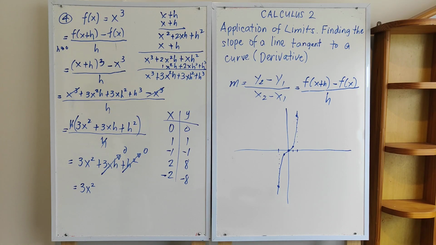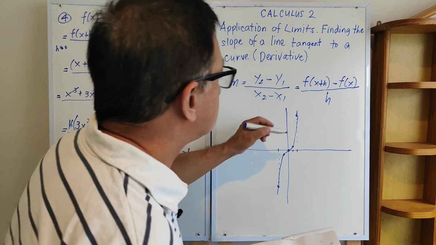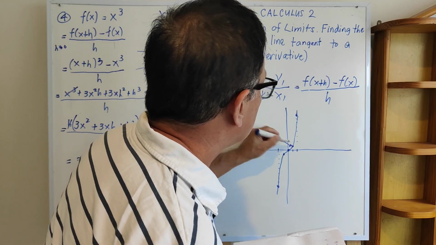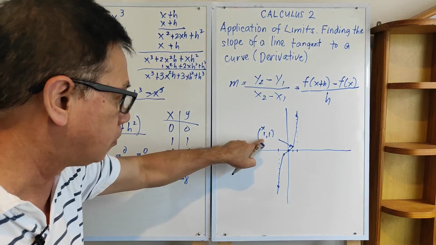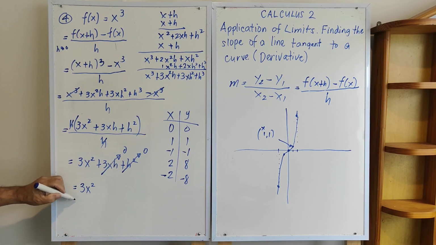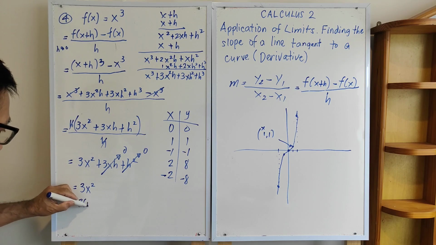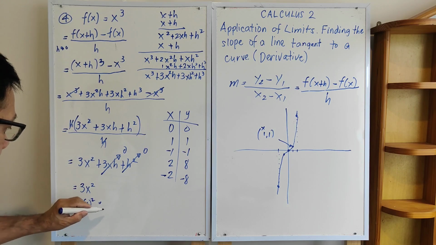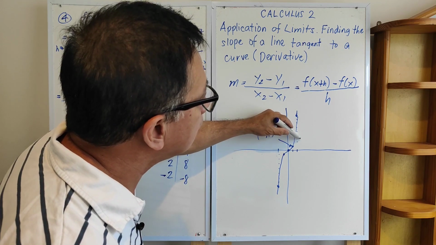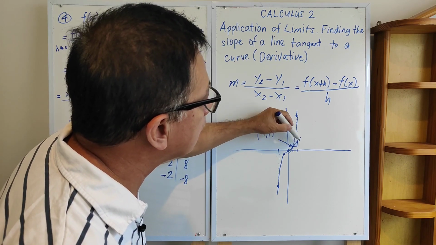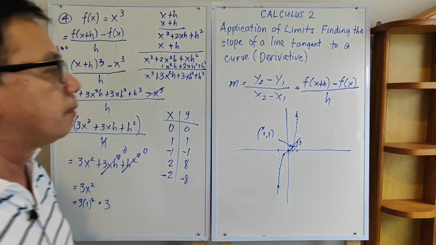Now let's get the slope in here. This is 1, 1. So this is your x. You replace x with 1. So that will be 3 times 1 squared, which is equal to 3. So the slope in here will be 3. So the rise is 3, your run is 1.